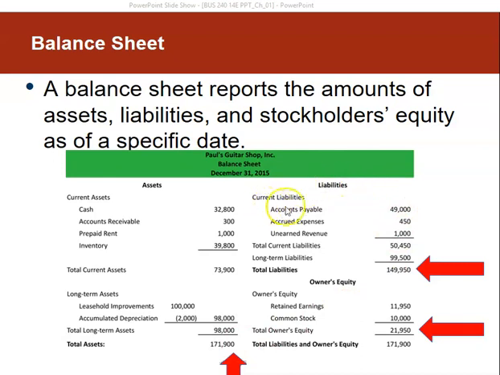Then we have our liabilities up here. We have accounts payable. We have some accrued expenses. And we have this thing called unearned revenue, and we're going to get into that shortly. But unearned revenue is revenue that has not been earned yet, so we have an obligation to perform, and so it's actually a liability. It looks like for long-term liabilities they've just lumped everything together as one figure. And then we've got owner's equity, some retained earnings, $11,950, and then some common stock, probably a $10,000 investment in this business.